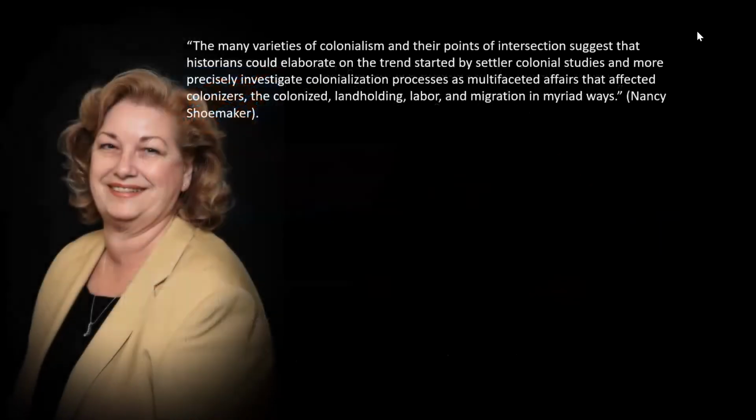The historian Schumacher makes a very nice point, I think, that this seems like a fairly limited way of thinking about colonialism. A lot of it is focused on settler colonialism, which makes sense if, like me, you're coming from somewhere like New Zealand, where colonialism is primarily understood as settler colonialism. But Schumacher points out there are many, many different varieties. She says the many varieties of colonialism and their points of intersection suggest that historians could elaborate on the trend started by this approach, by thinking about settler colonial studies, and investigate colonialization as these multifaceted affairs that did a whole bunch of stuff in a whole bunch of different directions.